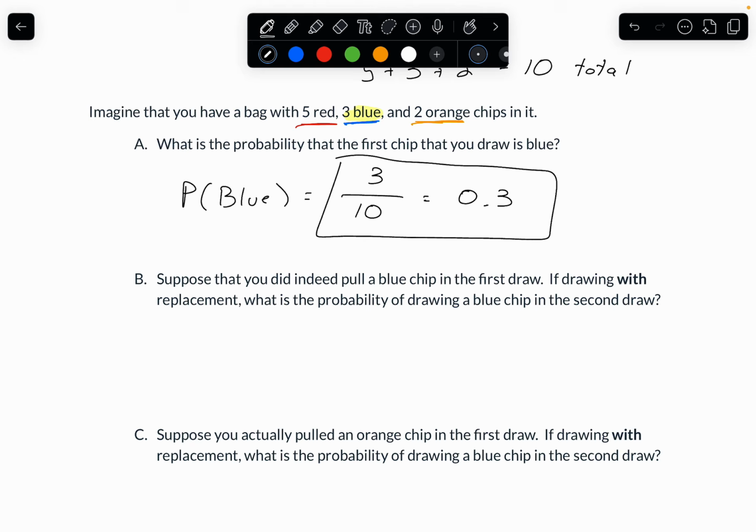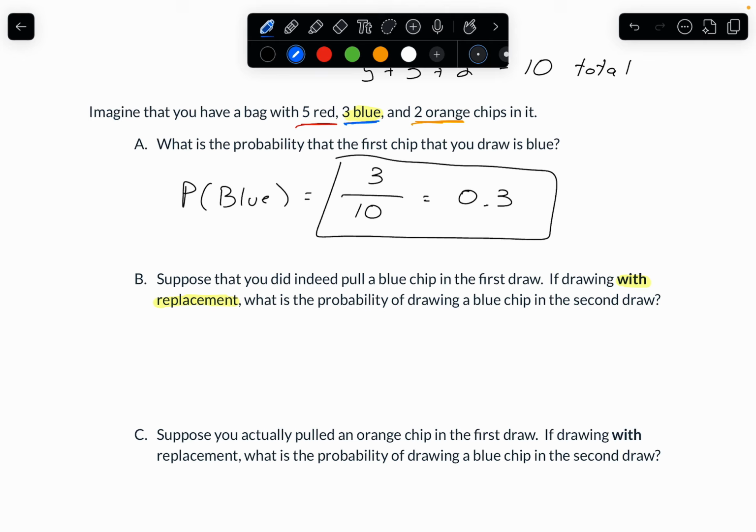Part B says, suppose that you did indeed pull a blue chip in the first draw if drawing with replacement. Now this is going to be really important that we're talking about with replacement here. What is the probability of drawing a blue chip in the second draw? So you're going to notice that we're going to talk about this distinction a lot between this page and the next page, with replacement versus without replacement, because this changes how we think about the scenario, and it changes the scenario quite a bit.